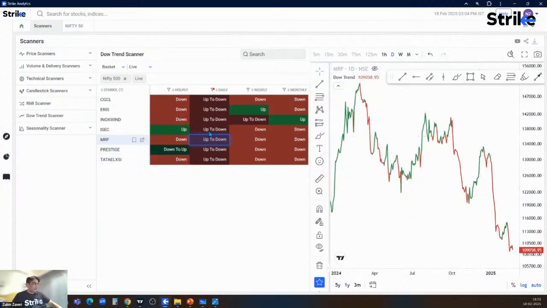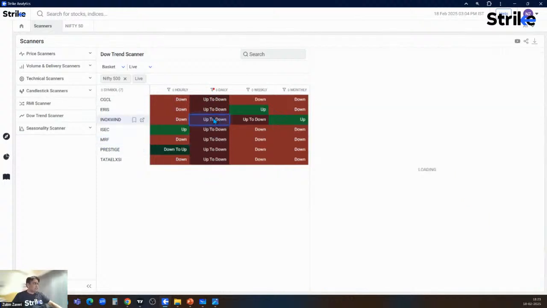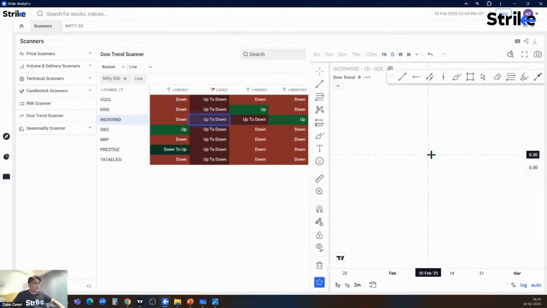So if you are a buyer, if you are an investor, you could avoid getting into these stocks when the trend is actually down. Did you all understand the Dow trend?